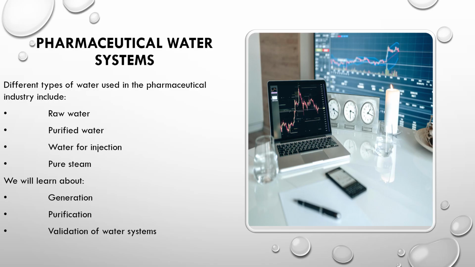Another type is pure steam. Pure steam is used for sterilization. For example, when laboratories sterilize equipment in an autoclave, steam helps destroy microorganisms and maintain sterile conditions. So in pharmaceutical manufacturing, water is not just water. It must be carefully generated, purified, and monitored to ensure it meets strict pharmaceutical standards. That is why pharmaceutical water systems are constantly validated and tested to ensure the safety and quality of medicines.